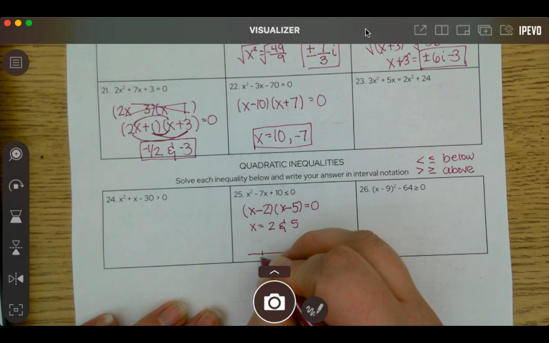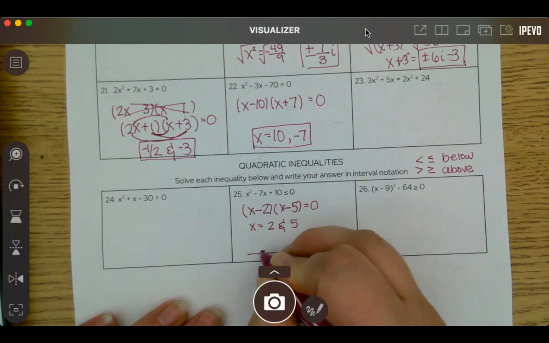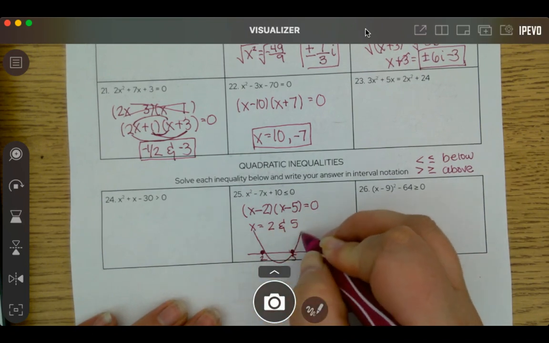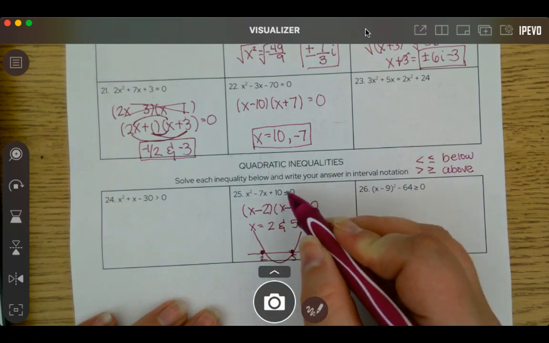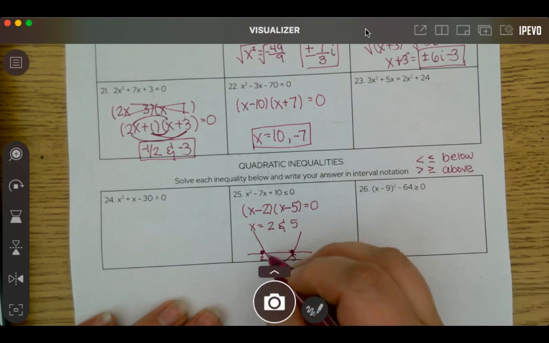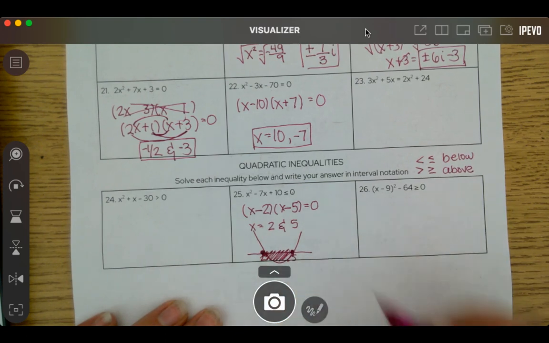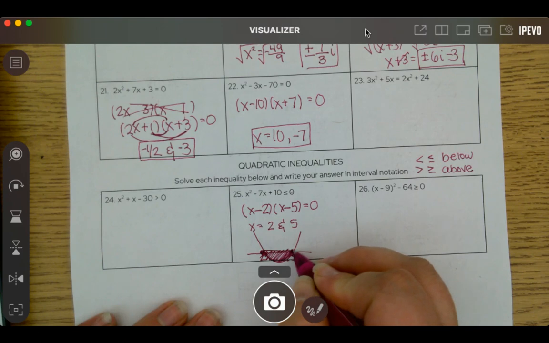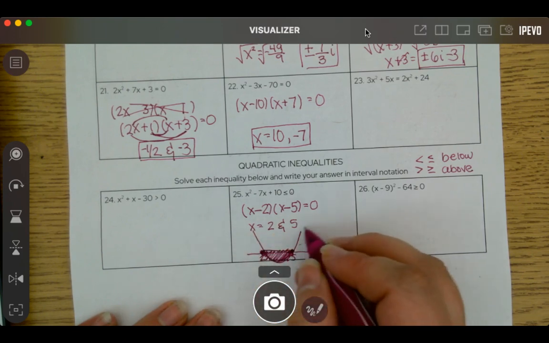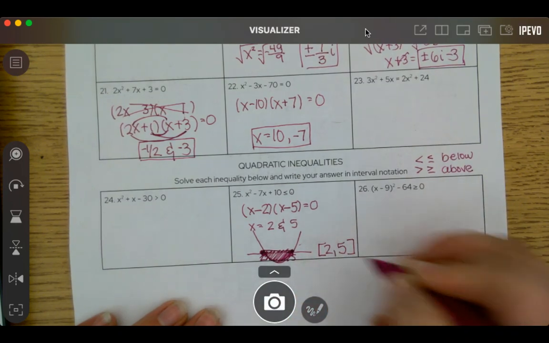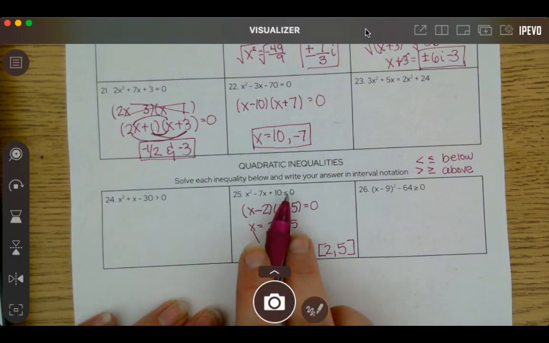So if we draw our graph and we imagine it crosses at 2 and 5, which is what zeros are, and we draw our U, since this one is less than, my answer is the parts that are below. So that area, because that's the only part where it dips below the line, from 2 to 5. It doesn't continue over here because that's where it's above. And I'm using brackets because it was less than or equal to.